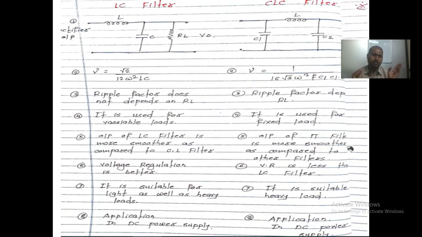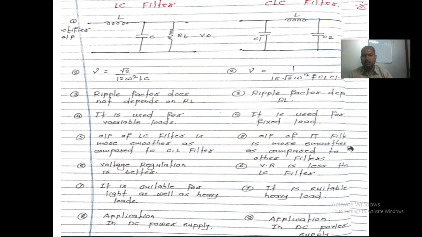Now, another thing is the formula for calculation of ripple. Ripple is nothing but the unwanted signal. R is equal to root 2 divided by 12 omega square LC. That is the formula for the calculation of the ripple for this type of configuration, which indicates the LC type of filter. So if we have to calculate the ripple for the LC type of filter, we use this formula: R is equal to root 2 divided by 12 omega square LC.